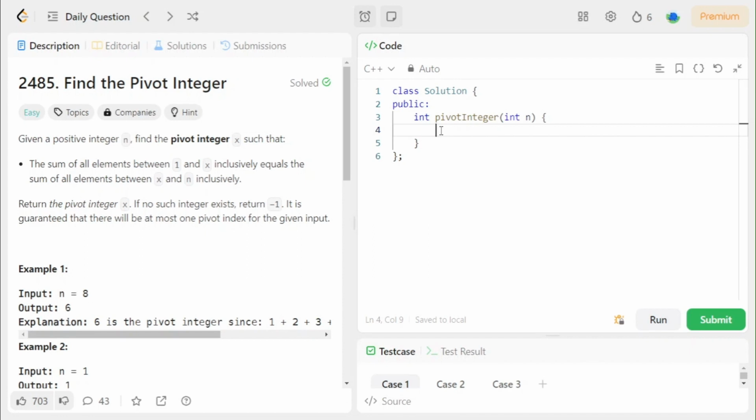Today we will solve the daily Leetcode problem of March 13. It's an easy problem, and if you know arithmetic progression, I think this problem would be very simple. So let's try to read the question.